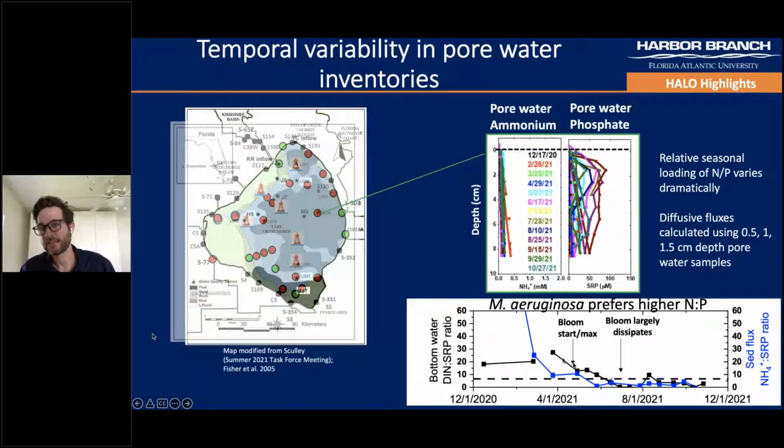You see that it kind of shows the same thing, but it lags the sediments by about a month. So maybe that lag is related. Maybe the sediment flux takes some time, and then the water column takes a couple weeks to respond. You can see Microcystis prefers an elevated nitrogen to phosphorus ratio. This is when the conditions were right for the bloom to begin, and then the bloom largely dissipated when we got to this point. So the timing, at least based on these N to P ratios, does seem like the sediment fluxes could explain the bloom patterns.